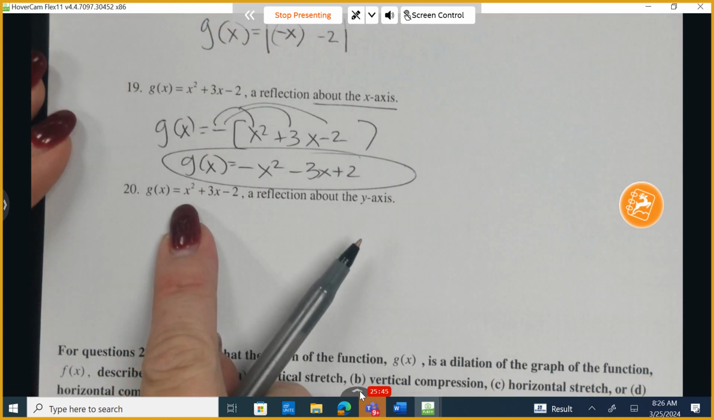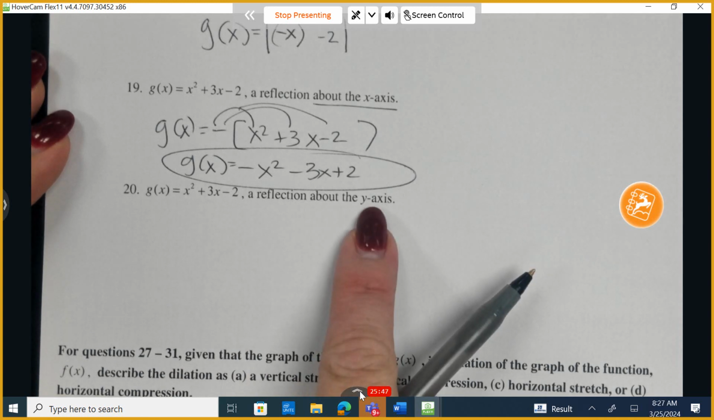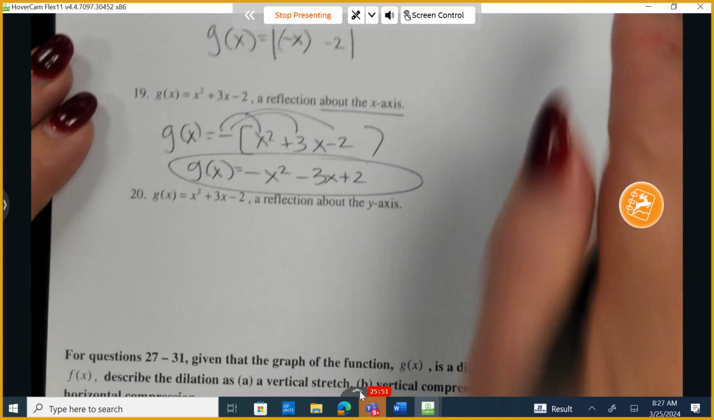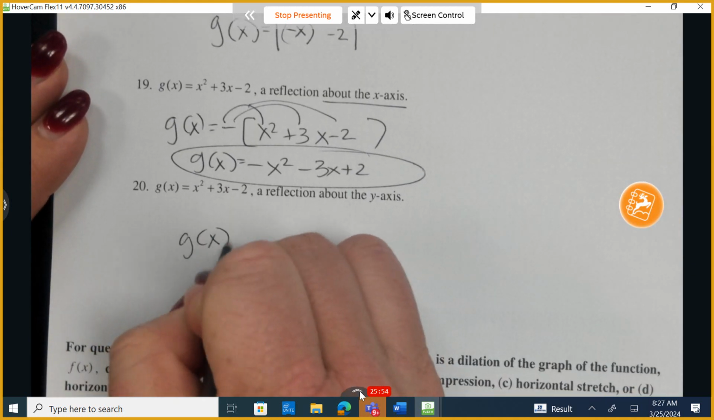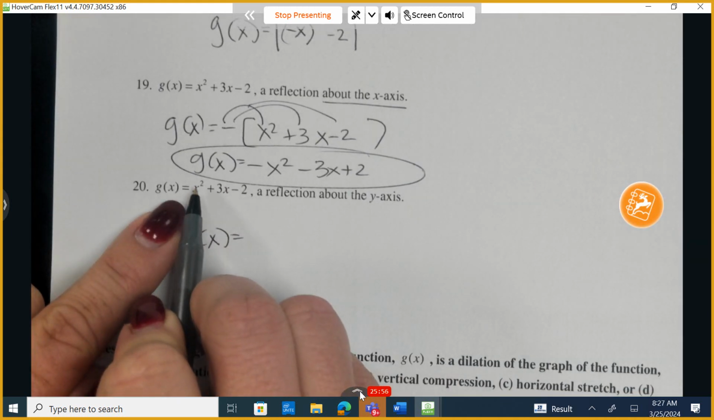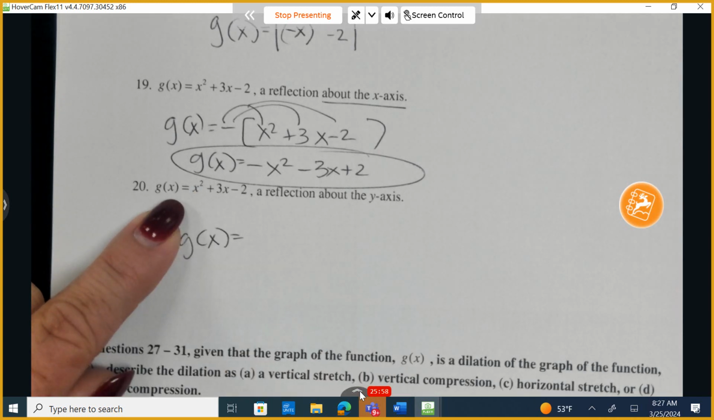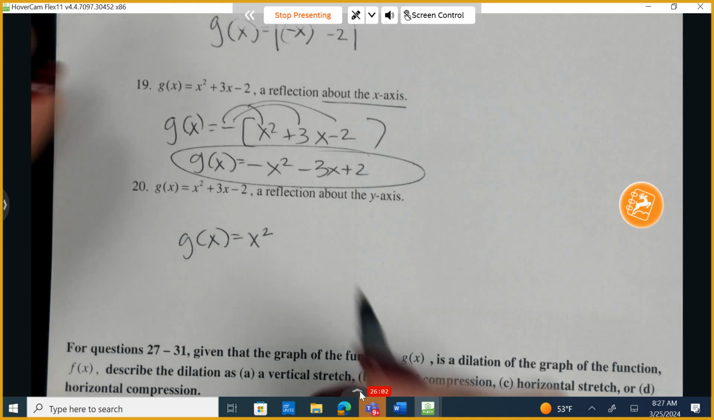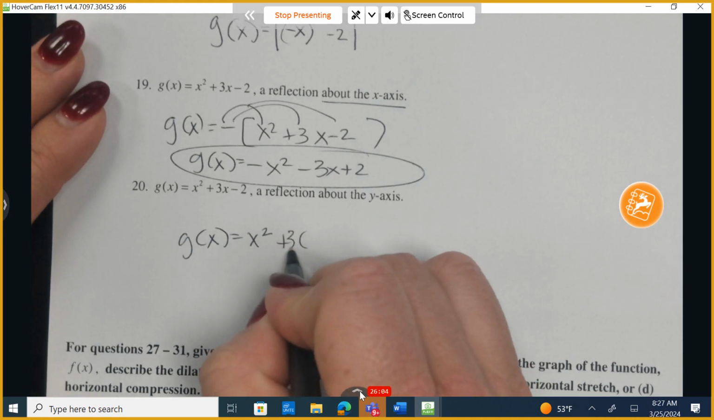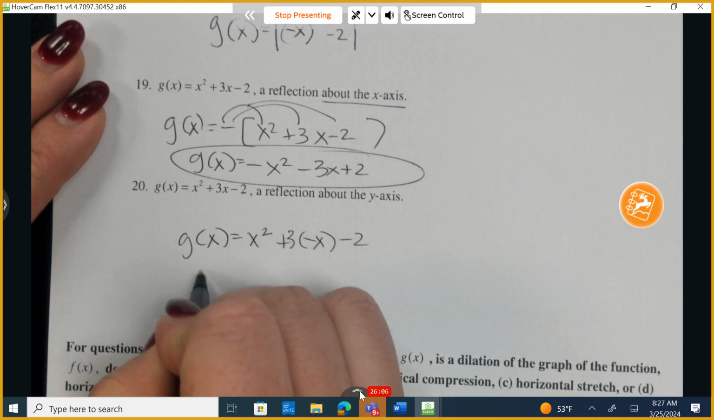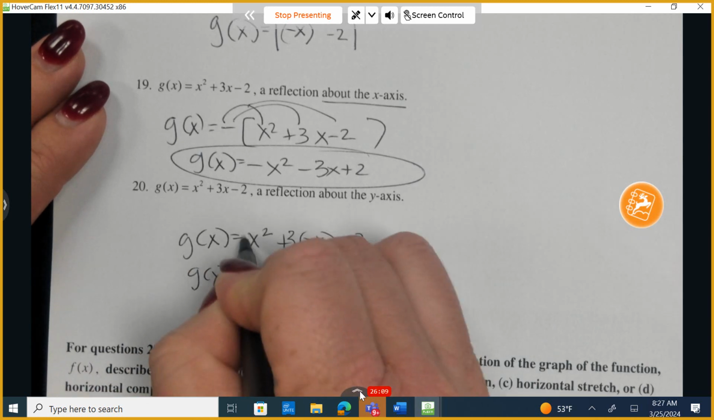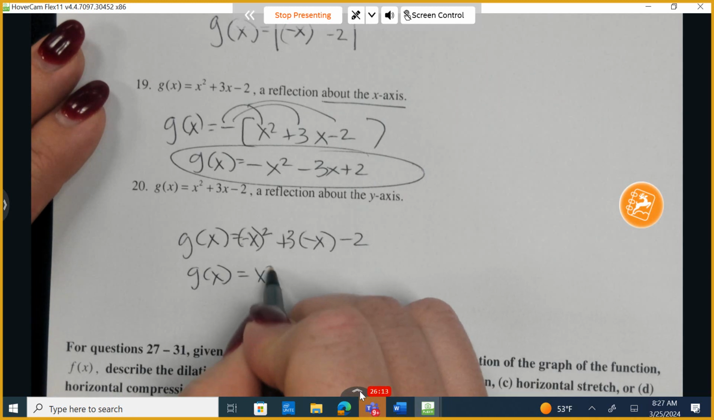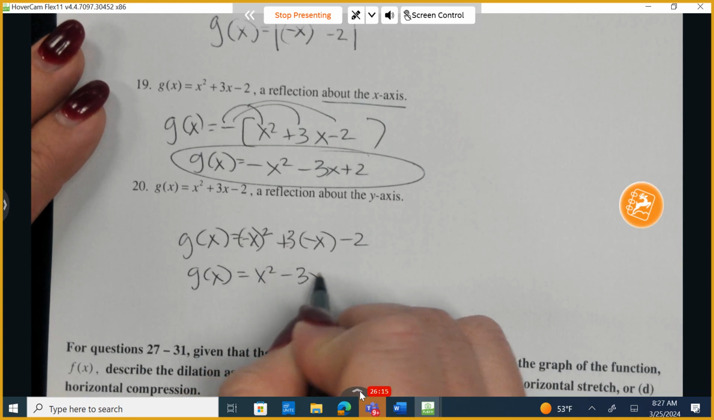When I take this function and reflect it about the y-axis, remember I'm going to replace every x with a negative x. So the translated function here, what would negative x squared just give us? X squared, because a negative squared is still going to be a positive. Here I'm going to replace the x with a negative x. So I have g of x equals x squared, and if you wanted to put a negative one there, you can, but negative x squared just gives us x squared, and 3 times negative x is a negative 3x.